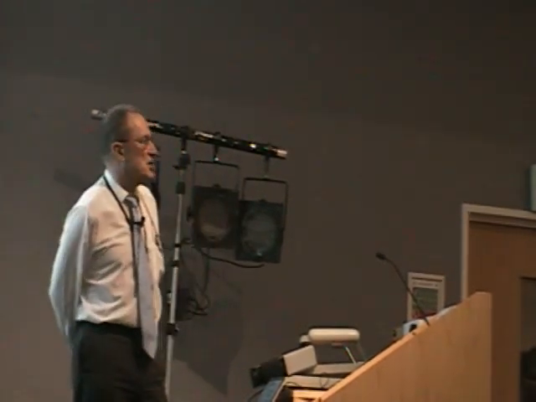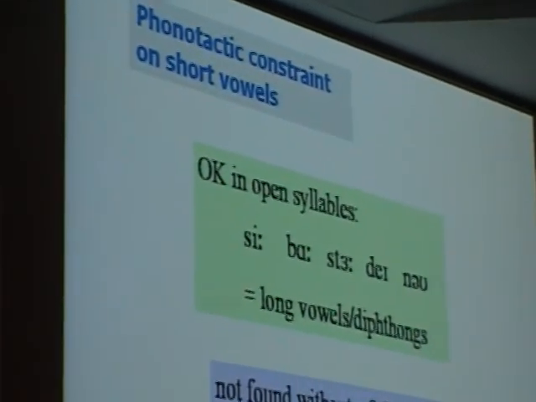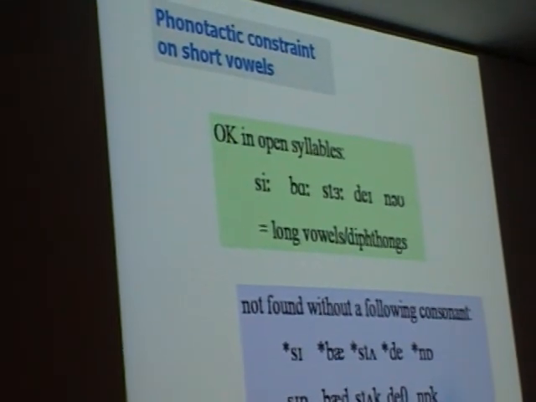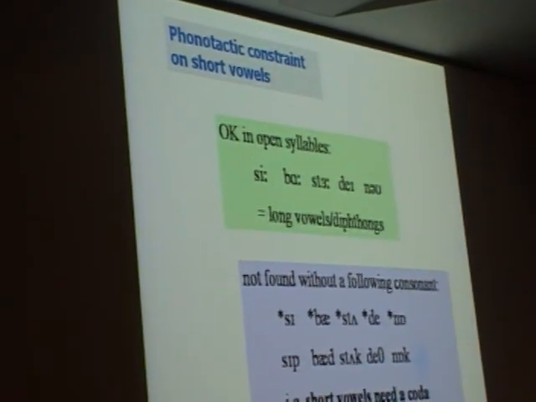So first of all, I want to talk about the distribution of vowel sounds. That means the positions in which we find them, the kinds of syllables in which they can occur. Because we have an important division in English, and indeed in all the Germanic languages, between two classes of vowels.